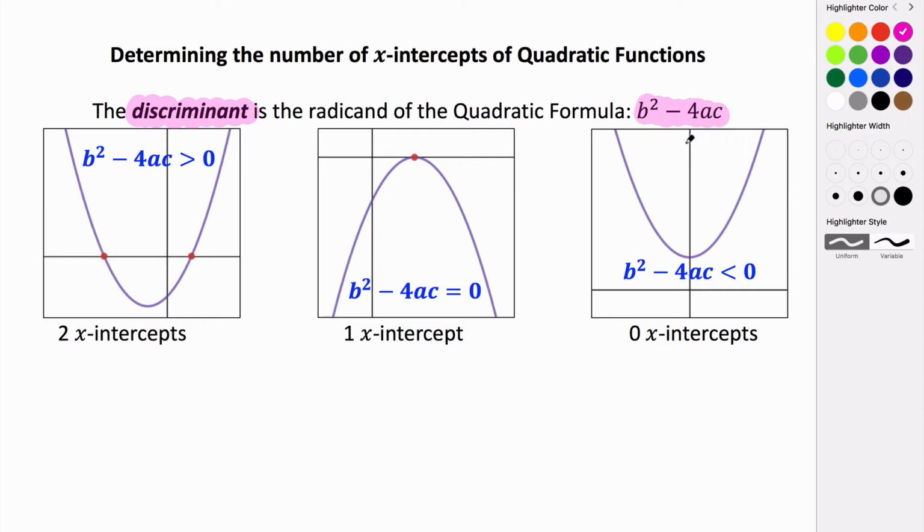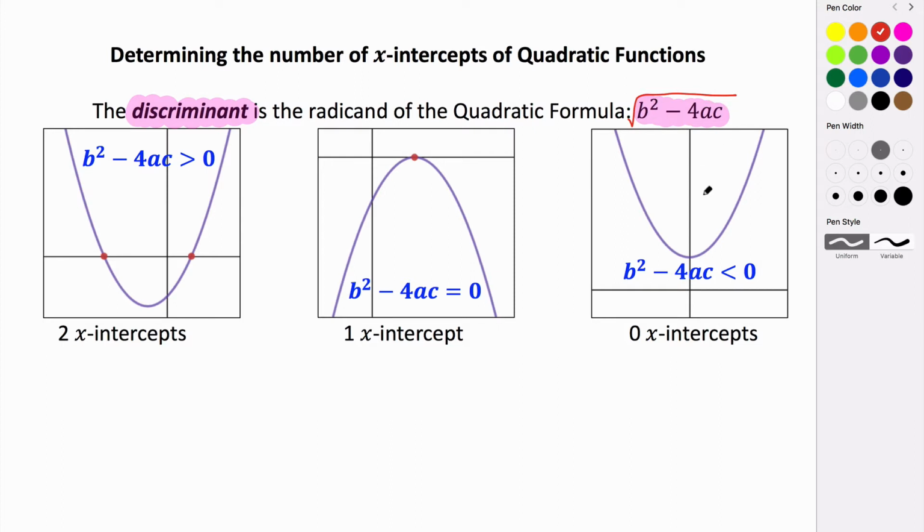And if the discriminant is negative, that tells us that we have no x-intercepts. And that makes sense, because if you think about the quadratic formula, and remember, this is inside of a square root. This value is inside a square root.